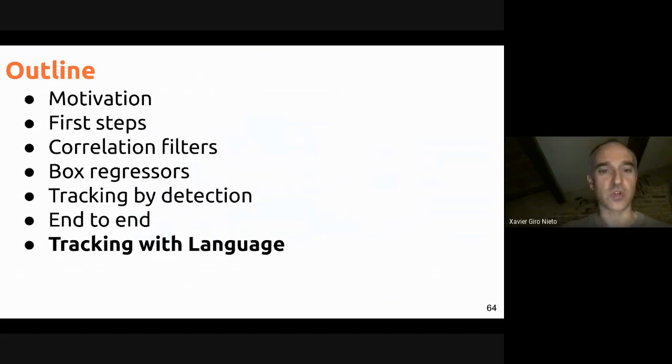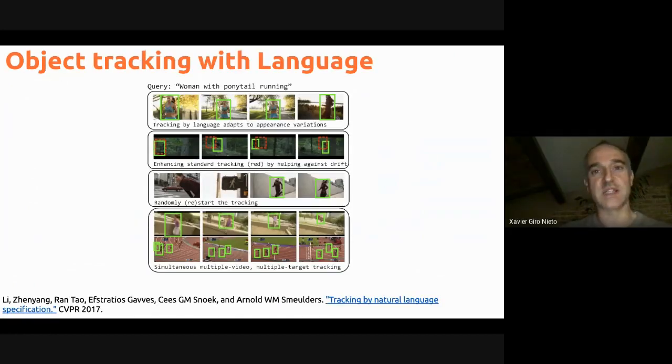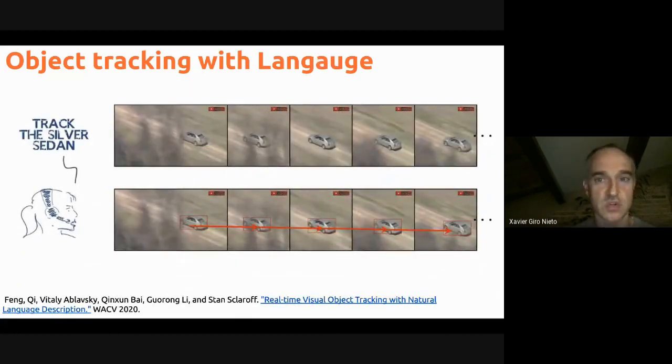Just to finish, some curiosity, because that's what we are very interested in our research group. There are also these works in which instead of providing a bounding box in the first frame to track the object, what you provide is a linguistic description. For example, in the first one it says a woman with ponytail running, and that's all the information that's provided to the algorithm. There's no bounding box to be tracked, only a linguistic description of the object, which improves a lot the interaction between humans and machines to solve this kind of problems. This problem was also addressed recently in this paper from WACV.